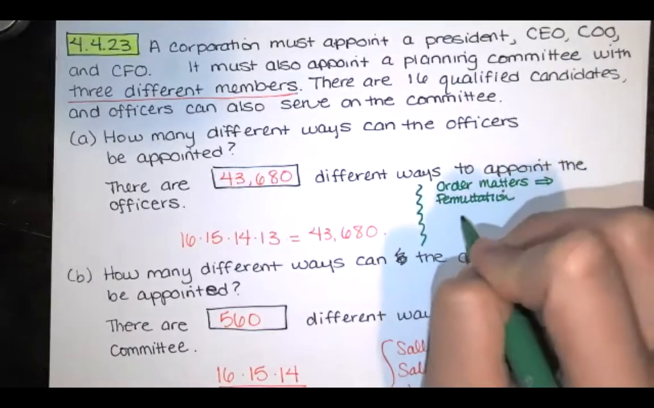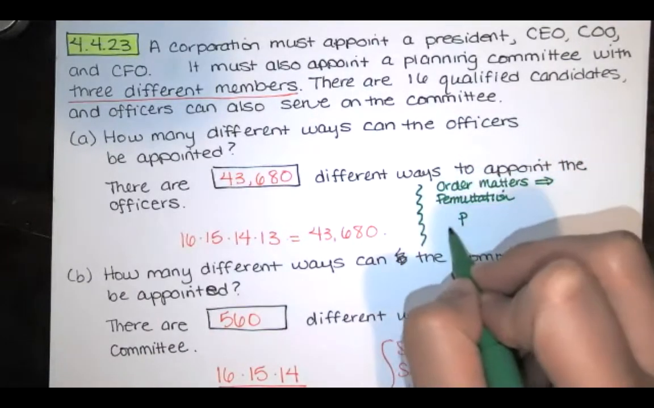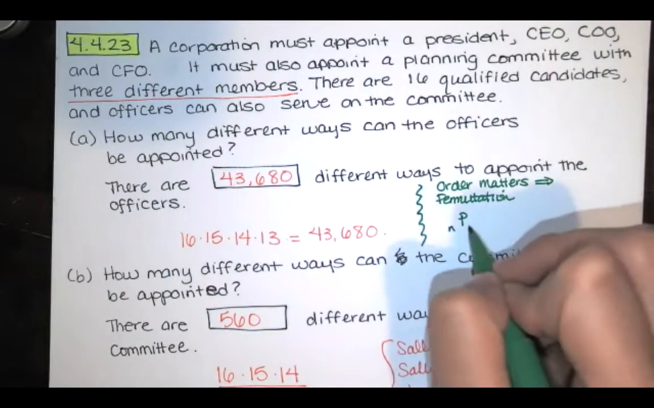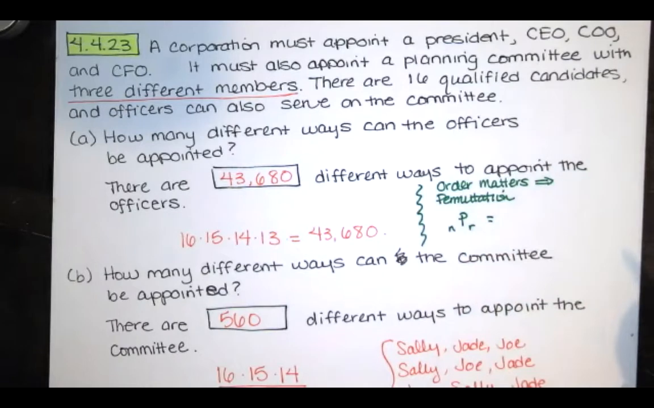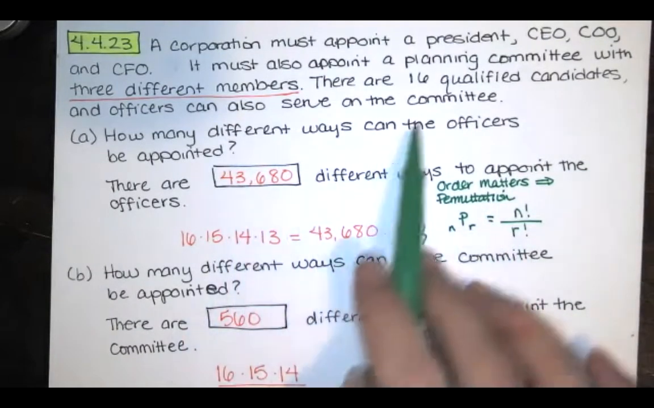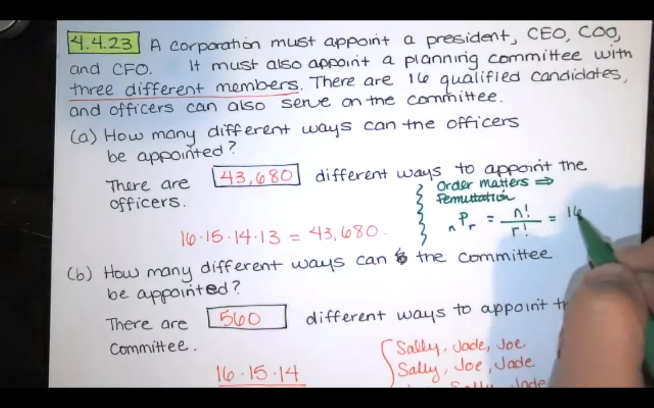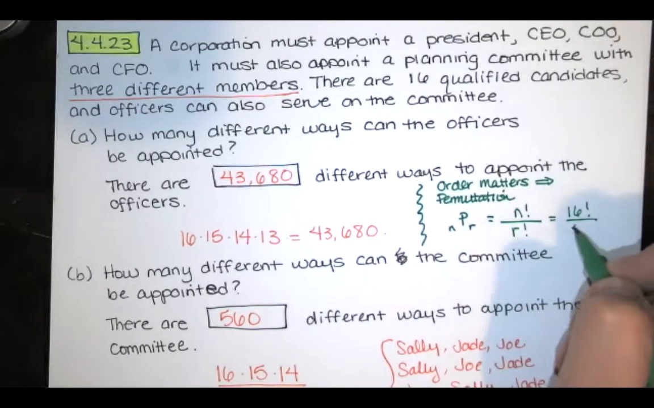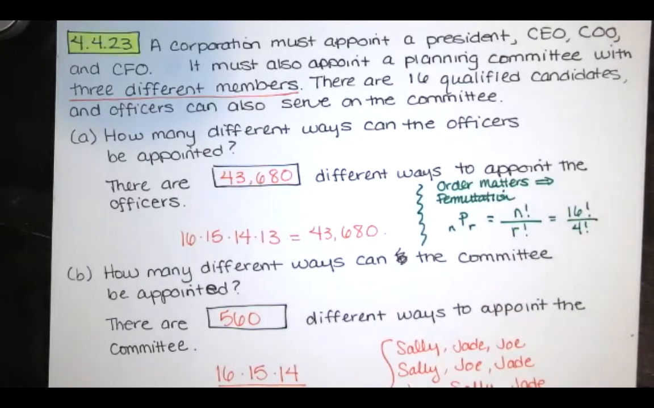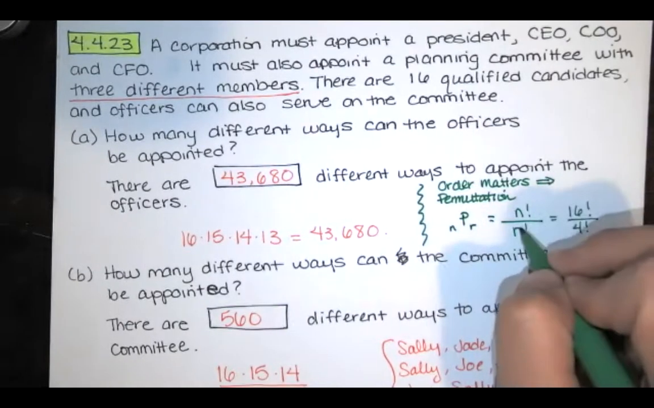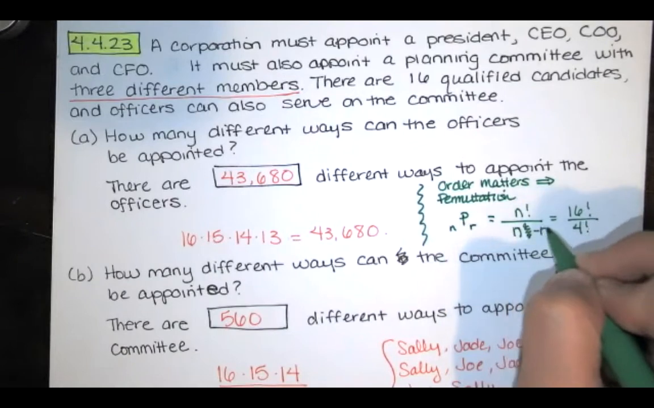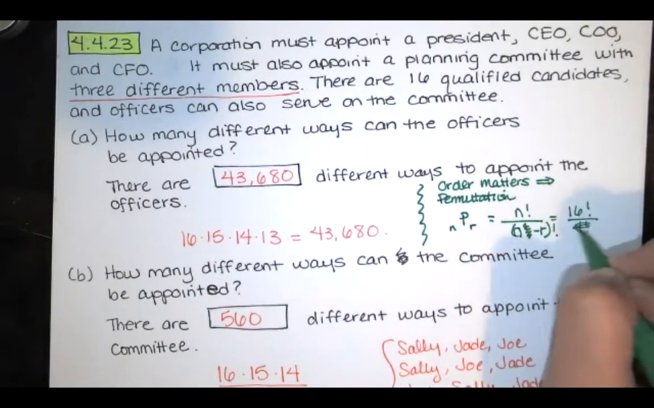And the formula that we have for the permutation, if we've got n people to choose from, and we're choosing r of those, comes from taking n and finding its factorial and dividing by n minus r factorial. In this case, we have 16 people to choose from, and we're choosing 4 of those. That should be 12 factorial. There we go.